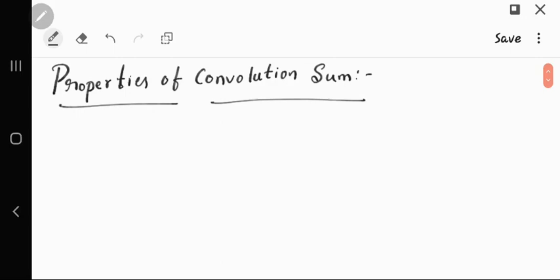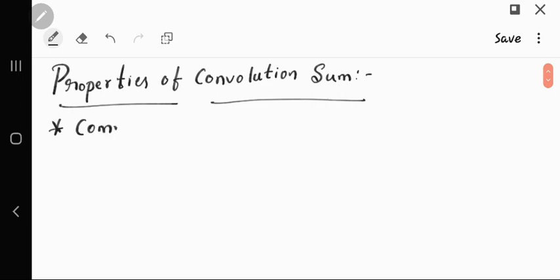Hello students, in this video I am going to discuss the properties of convolution sum. In the last video we discussed the derivation of a convolution sum. Here we are going to discuss the properties of convolution sum. We have three properties for convolution sum.